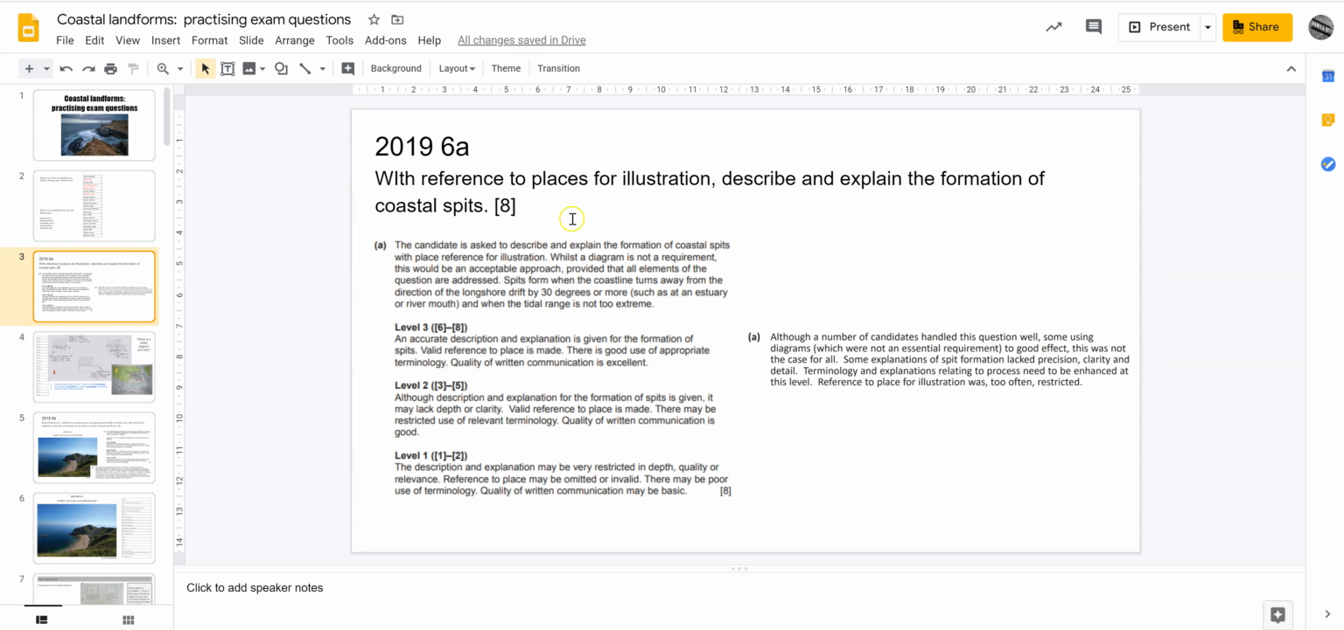So the first thing that I did was to show them a particular example of a question here. And the focus that I wanted here was particularly to look at how well they were able to draw their diagrams to illustrate this. You can see from the Chief Examiner's report, some people are using diagrams from the mark schemes. Whilst a diagram is not a requirement, it would be an acceptable approach. It's a core basic geographical skill to be able to represent what happens in landscapes through diagrammatic form. But what makes a good diagram?